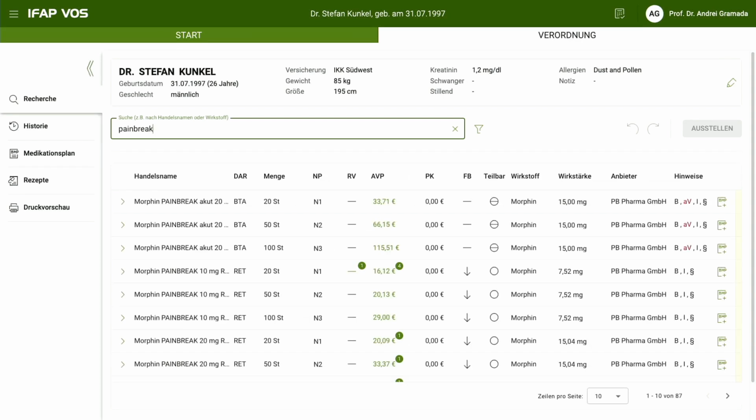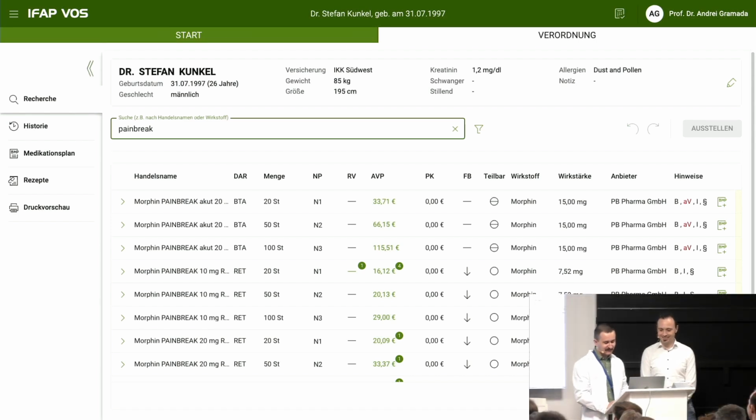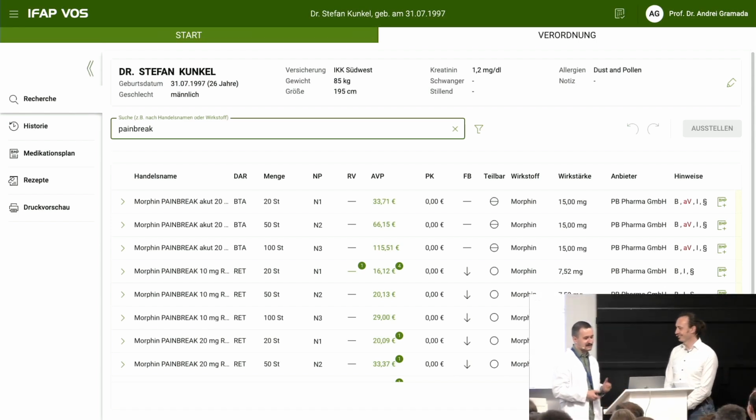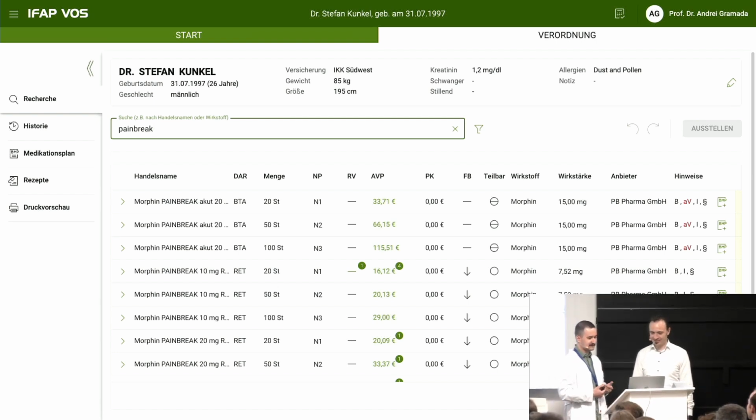Right. And of course, all of you are very familiar with this medication, morphine, probably on the weekends, right? So looking at Stefan, I think this drug will fit him very well. Yes, yes. I do enjoy a bit of morphine, right?